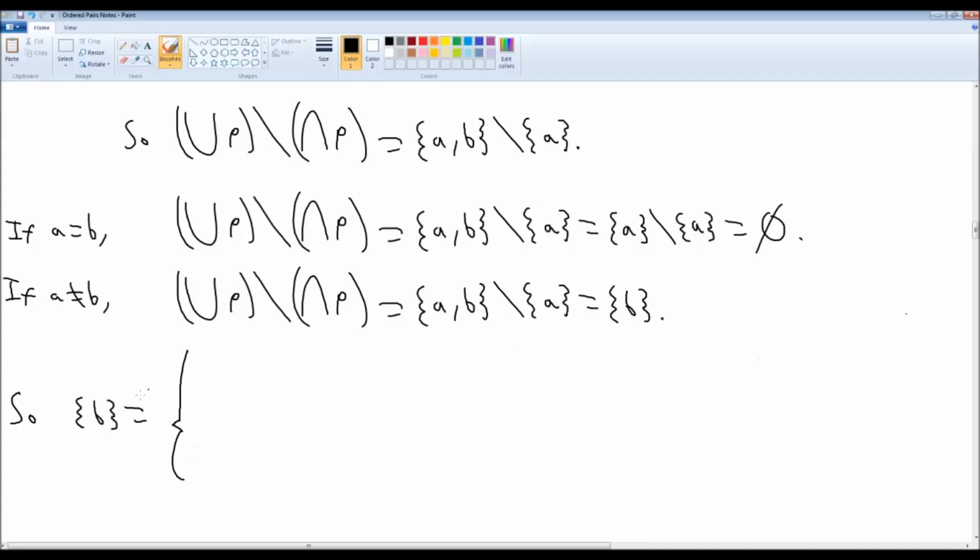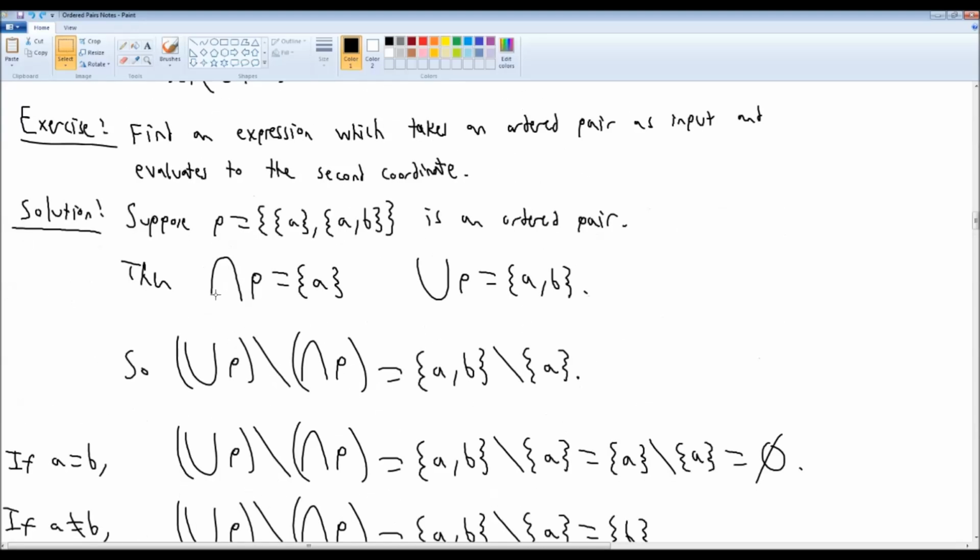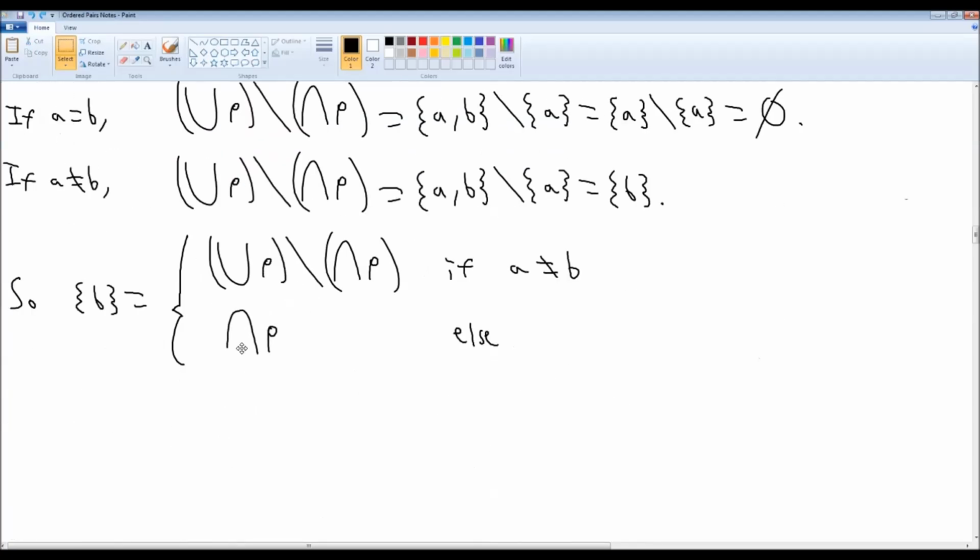Okay? So using this, we could write a piecewise formula for {B}. If A and B are distinct from each other, then {B} is just going to be this guy, right? But what about the other case? What if A and B are equal? Well, if A and B are equal, then {B} is just the same as {A}, right? But now we can rewrite this because {A} is just this guy right here. So let me copy paste that. And now this condition, A is not equal to B.